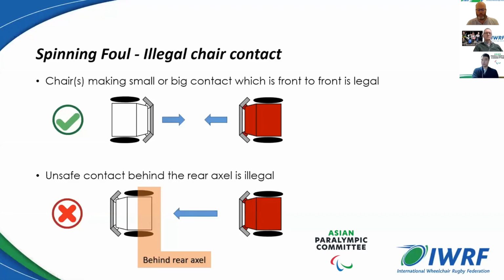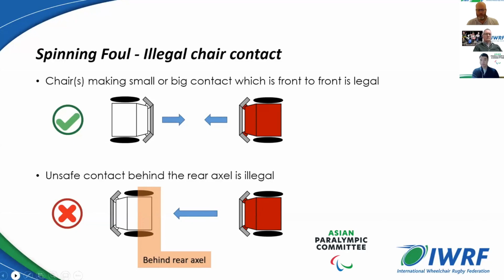As I mentioned earlier as well, chair-on-chair contact is allowed as long as it is done legally. And by that, what I mean is if you make head-on-head contact or even head-on-side contact, you can legally hit another chair. If someone is hit from behind the axles of their main wheels and they are put in what the referee deems as danger, we would be looking at a spinning foul.